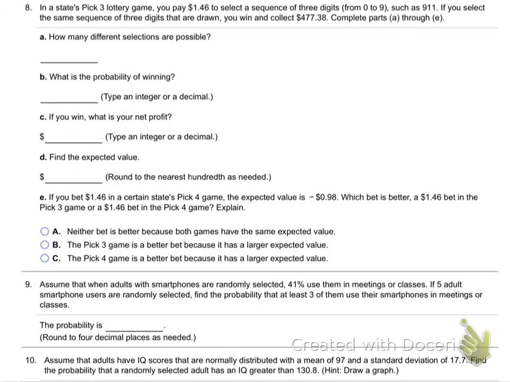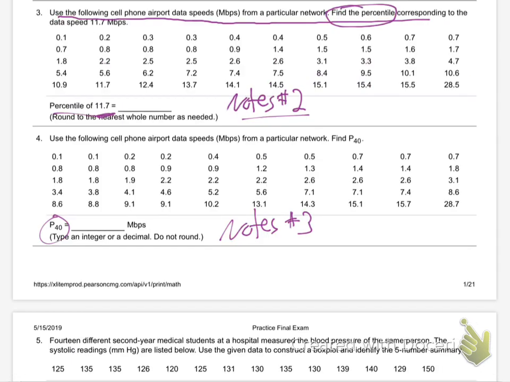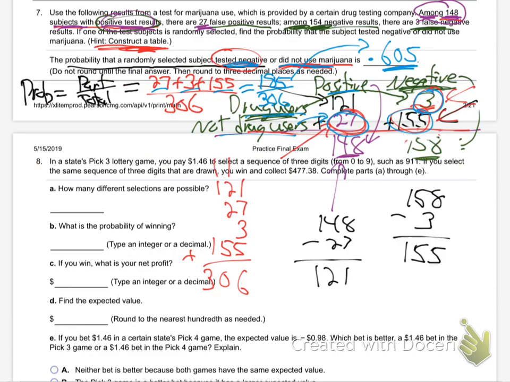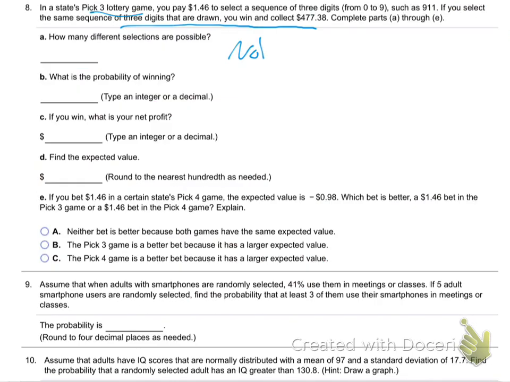Number 8, in the state's Pick 3 lottery game, you pay $1.46 if you select 3 digits, you're drawn, you collect. Oh, so stop, say no more. It's a lottery game. Let's go back to our notes. Gambling or insurance? There it is. Follow those steps for a gambling or insurance question. These are the final exam notes, number 6, and it'll tell you the steps.